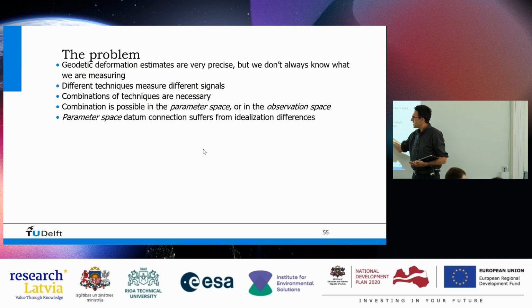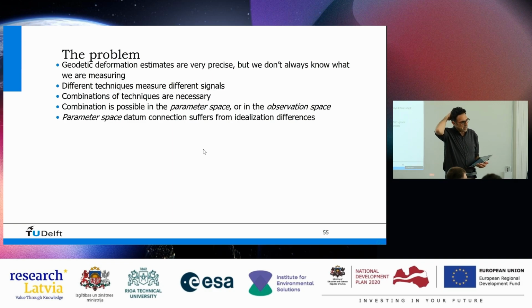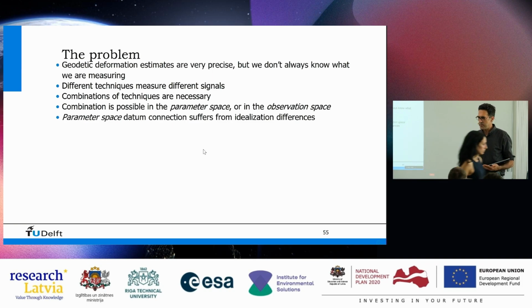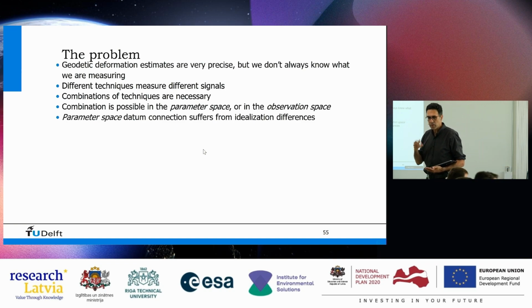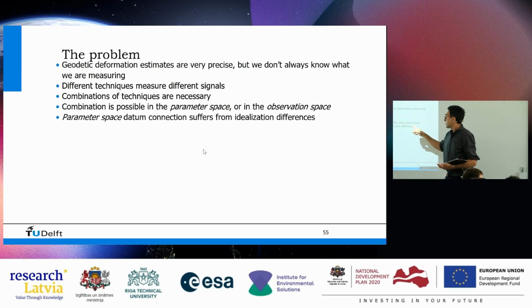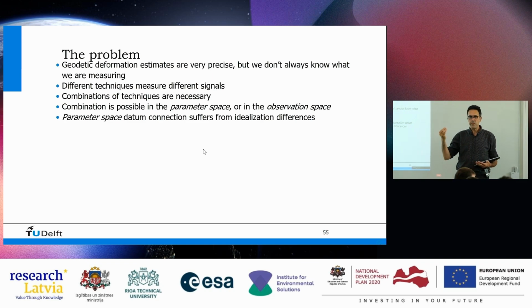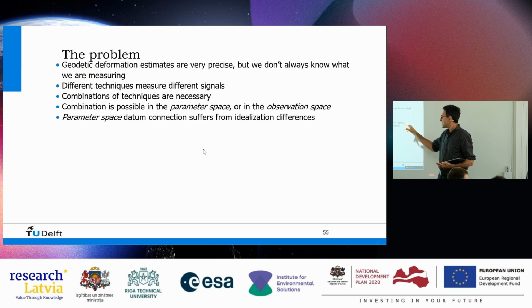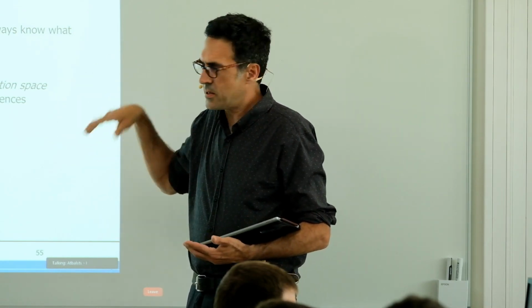If you want to do the combination, there are two possibilities. One is that you combine it in the parameter space. Basically you're saying, we have, for example, a subsidence bowl, and we can parameterize it with a couple of numbers. With all these different techniques, we're going to estimate the same parameters. Alternatively, it would be to do it in the observation space. That would mean that we're measuring really the same physical thing over and over. Now this is a problem in normal situations, because a radar reflection will never come from a GPS antenna, for example.